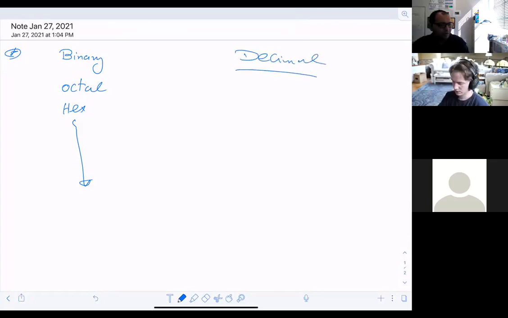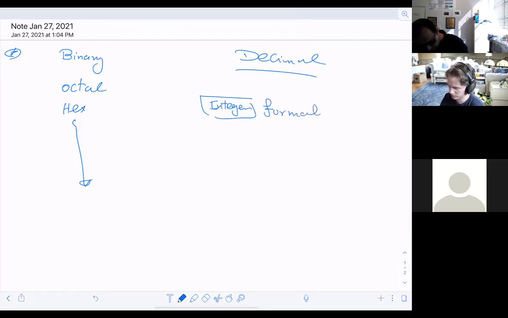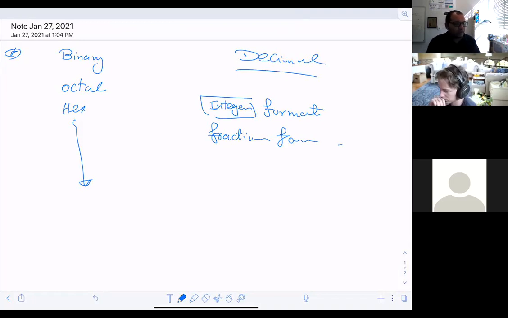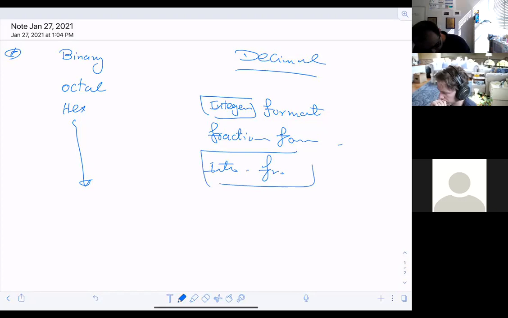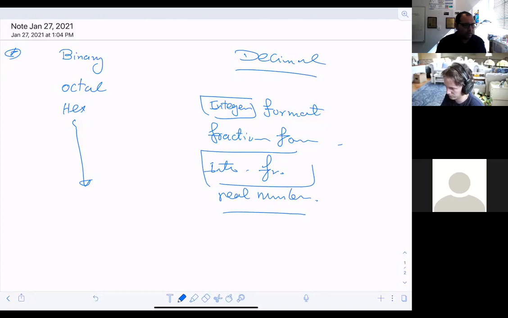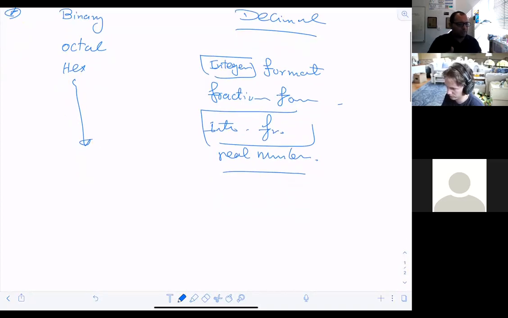When we are talking about this, we're gonna talk about integer format and fraction format. Of course, when you have an integer with a fraction, at the end of the day you are talking about a real number. If you have an integer with a decimal point and a fraction, it's a real number. Then we're gonna start moving into adding and subtracting and other things. Okay, let's start with the binary.